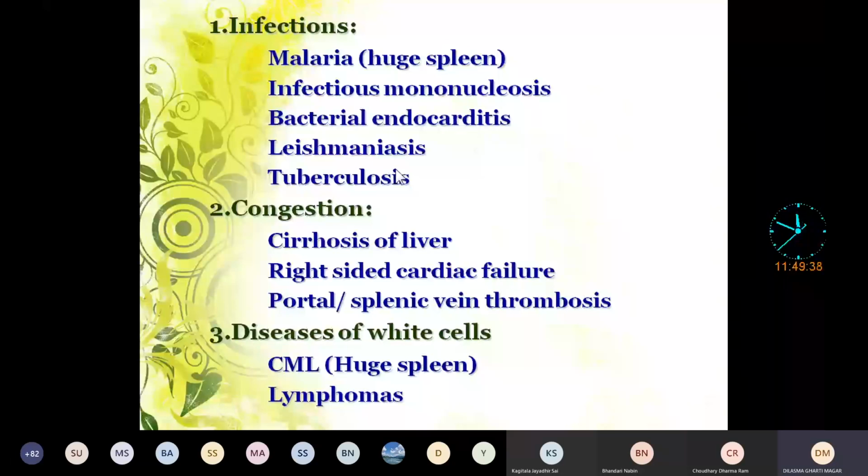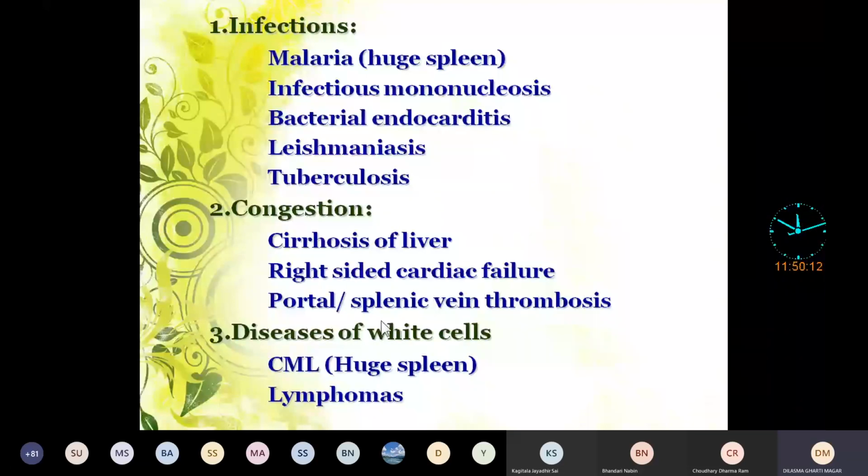And in case of congestion also, cirrhosis of the liver will lead to enlargement of the spleen. And in case of right-sided cardiac failure, the right side of the heart cannot pump the blood, so the inferior vena cava cannot drain the blood, isn't it? So now it will lead to congestion in the liver, and then in the spleen. And also in case of portal and splenic vein thrombosis, it will lead to splenomegaly.